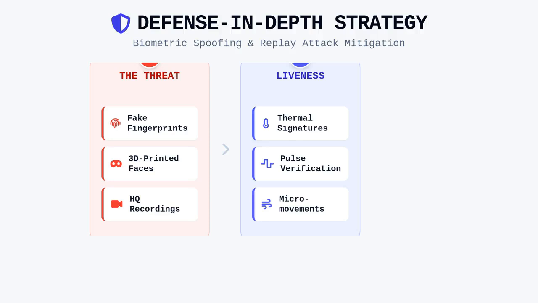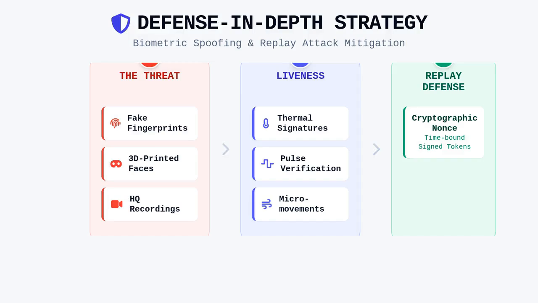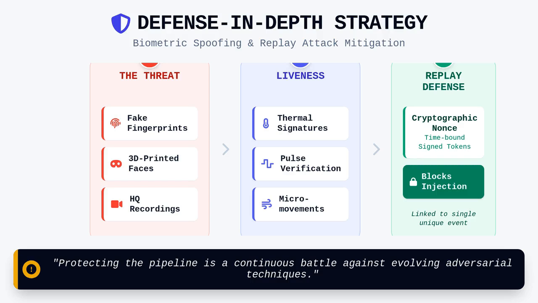Beyond liveness detection, we must protect against replay injections where a malicious actor intercepts a valid, previously captured success token and attempts to replay it. Implementing a time-bound, cryptographically signed nonce ensures that any token used for verification is uniquely linked to that specific authentication event. Protecting the pipeline from capture to verification is a continuous battle against evolving adversarial techniques.